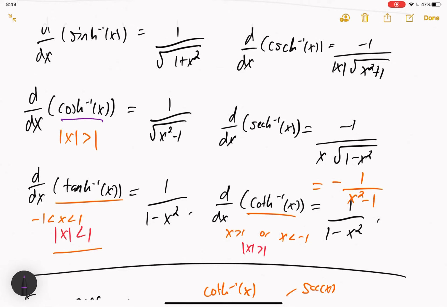So the only thing you really have to be careful about is knowing the formulas, but also knowing where they're defined. If you plugged in something that wasn't greater than 1 in absolute value, then you would have a negative square root, and that would be an issue.